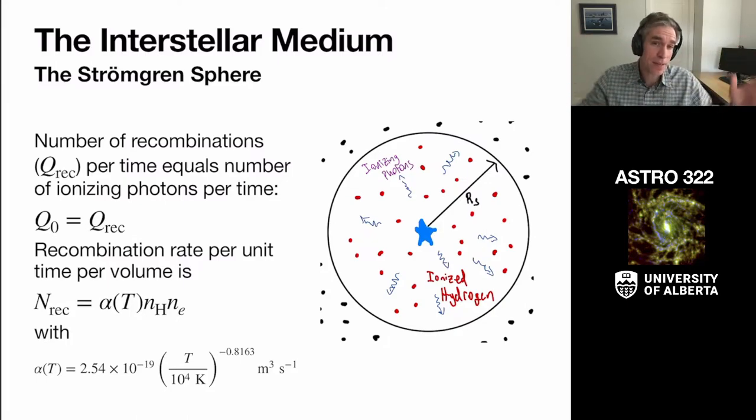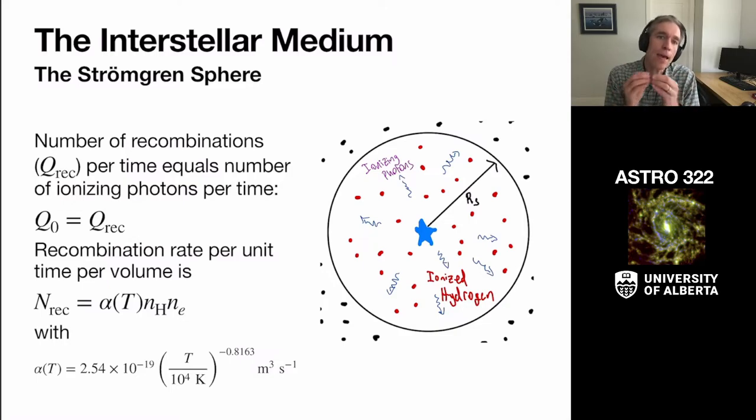So what's going to happen is we're just going to calculate, in this exact balance, the size of the region that we get. And so we want to calculate the number of recombinations per unit volume. And this is a two-body problem. So what happens is we have an electron and a proton coming together.